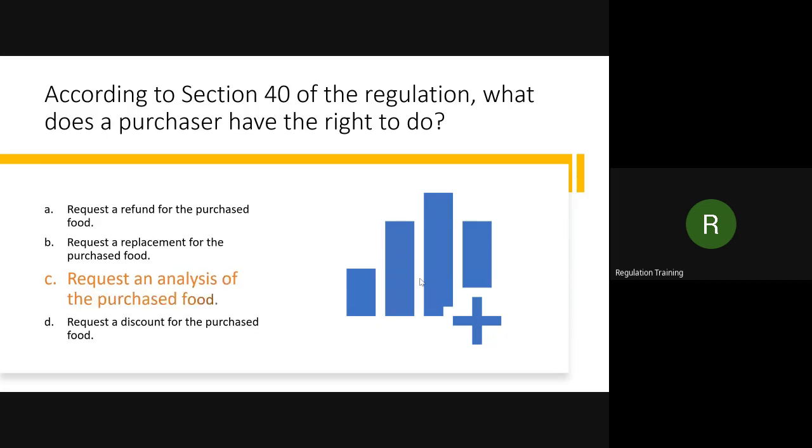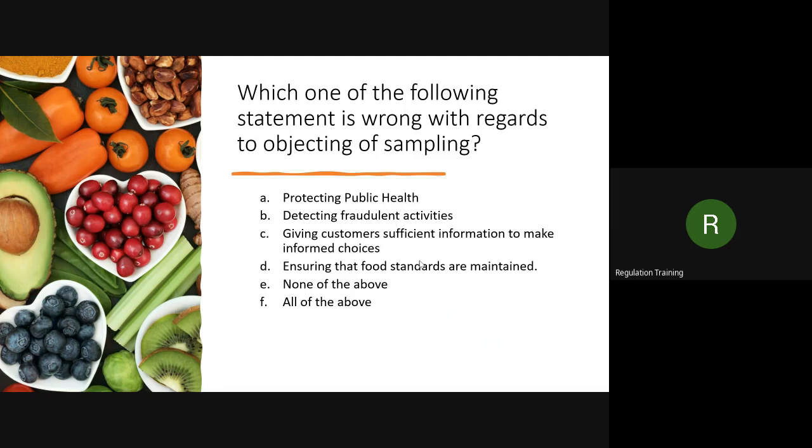Very good, excellent. You won. Request and analysis of the purchased food. Now, which one of the following statements is wrong with regard to the objective of the sampling? Sorry, it's not the objecting, it is the objective of the sampling. Which one of the following statements is wrong? This is the wrong statement regarding the objective of the sample. Regarding objective, okay?